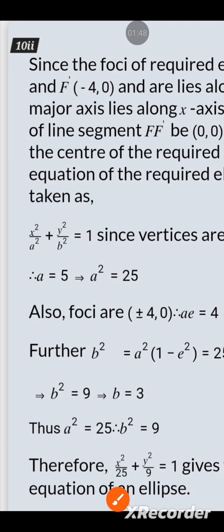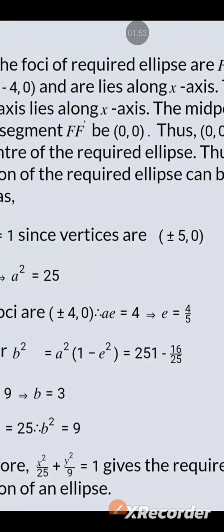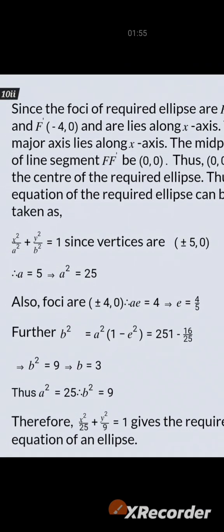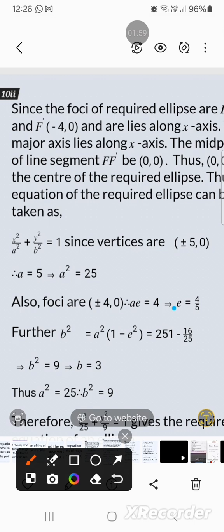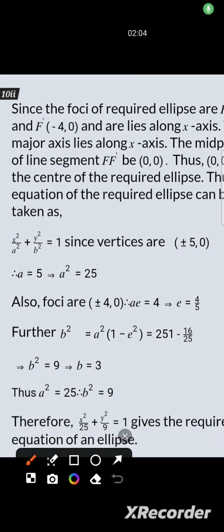Look at this. Now here it is given that the vertices are at plus minus 5, 0. As we know, for the given equation x square by a square plus y square by b square is equal to 1, the vertices lie at plus minus a, 0. So easily we can make out the a value is 5, so a square is 25.